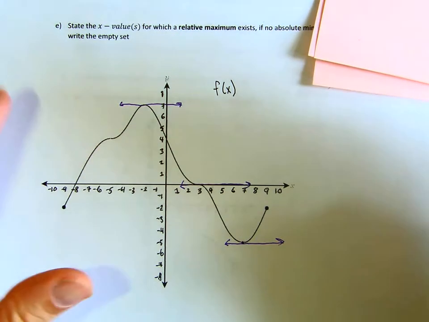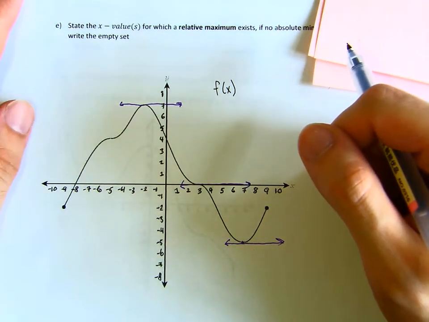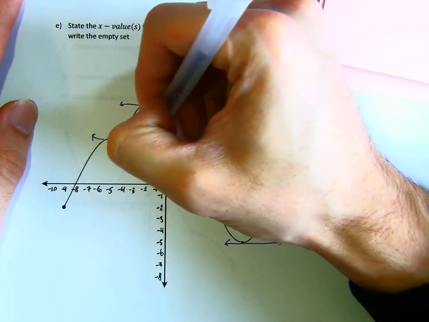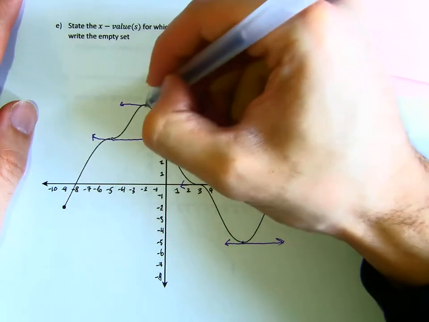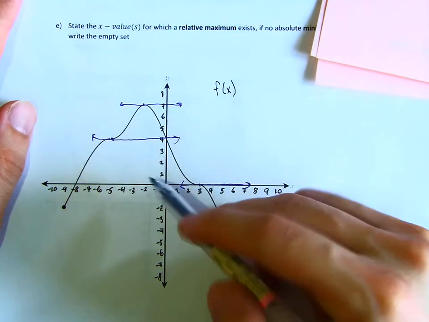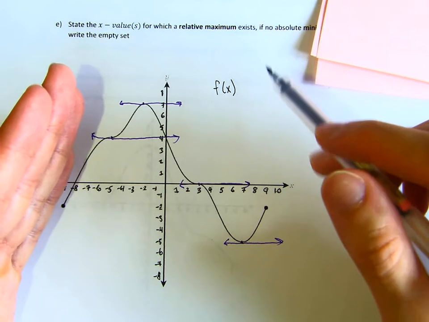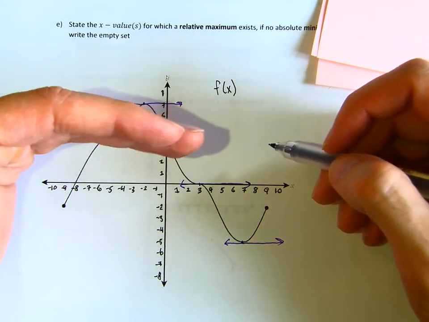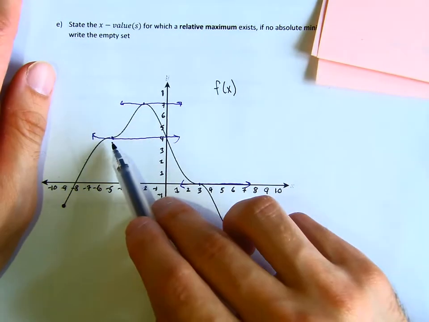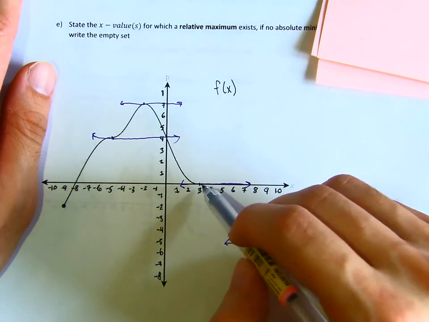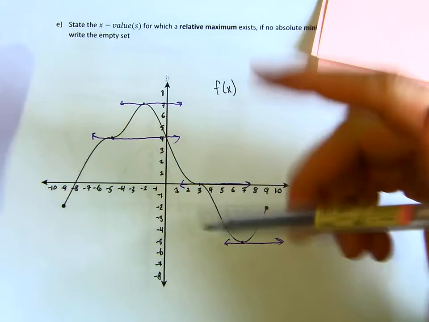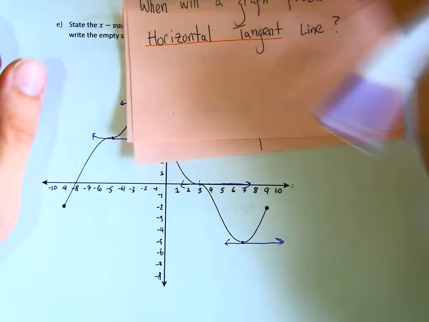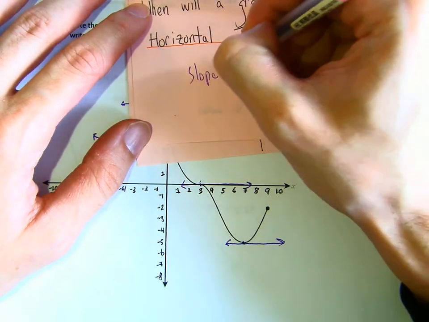And what's the idea between these three? Is there one over here too? Yes, there is. Okay. And what's the idea between these points? The idea is that when the slopes of the tangent lines are zero, that's where you're going to have a horizontal tangent line. So we need to have a slope of zero.